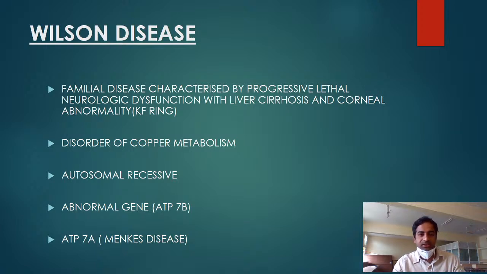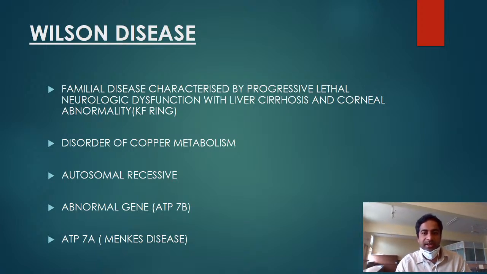So Wilson's disease is a familial disease which is mainly characterized by progressive lethal neurological dysfunction with liver cirrhosis and corneal abnormality. Mainly corneal abnormality, you see formation of corneal rings, Kayser-Fleischer rings. Okay, so it's a disorder of copper metabolism, and it is autosomal recessive. The abnormal gene involved here is ATP7B. If it's ATP7A, it's known as Menkes disease. Okay, 7A is Menkes disease, and the ATP7B gene is involved in Wilson's disease.